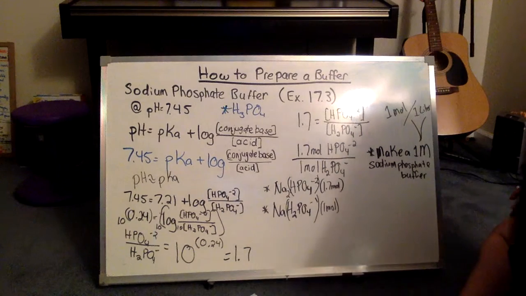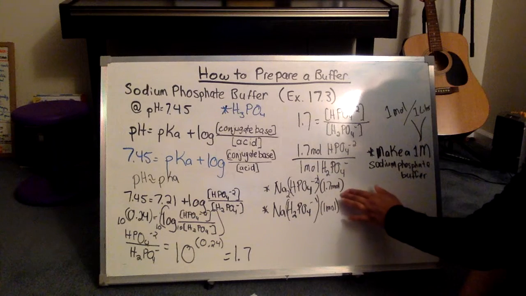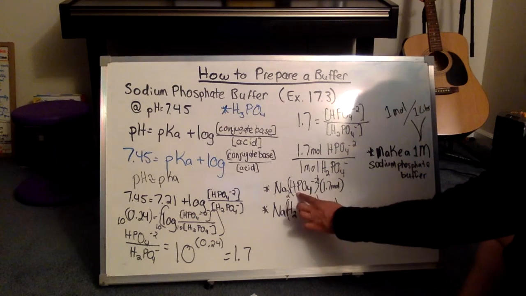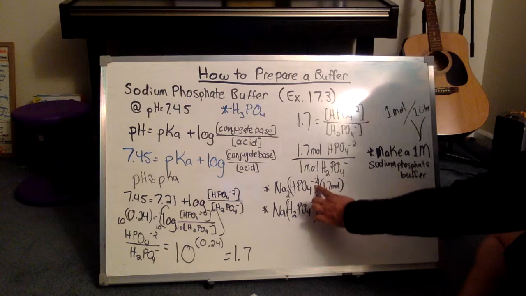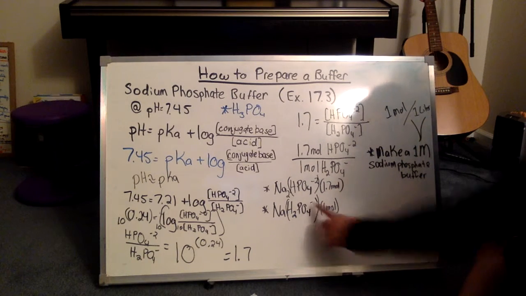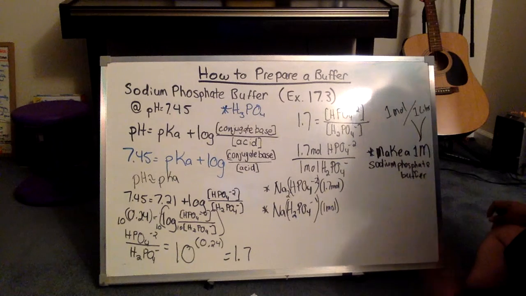I know this is getting long, but we're going to get there. Okay, so we need 1.7 moles of sodium. This is what's called dibasic because it has a minus 2. And then this is monobasic, which is minus 1. So if you ever wondered why you had to use dibasic and monobasic, this is the reason.